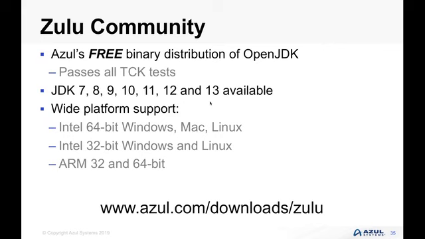If you want to use some slightly older operating systems, if you're using like Windows XP 32-bit or something like that, then we also have Intel 32-bit versions for Windows and Linux. And if you want to use something like a Raspberry Pi, then we have an ARM 32-bit version and ARM 64-bit version as well. All of these are available. I did mention it was free from azul.com/downloads, Zulu.